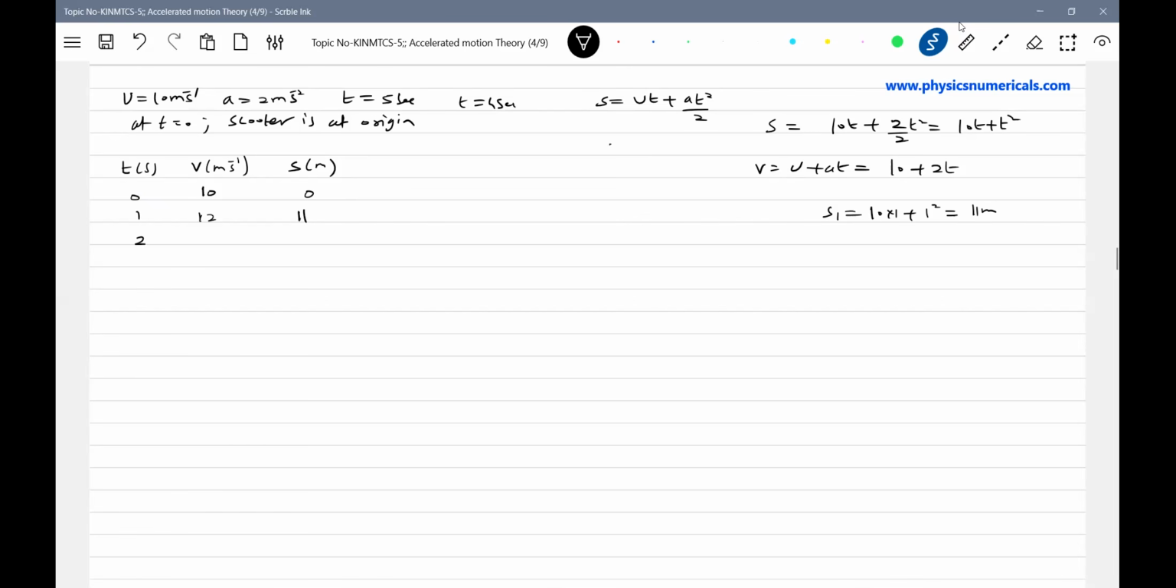Put t equal to 2. So this will be 10 plus, 14 it will become. So what about the next position? S2 is equal to 10 into 2 plus 4, 24 meter. It will be at 24 meter. At t equal to 3, it will be 16.